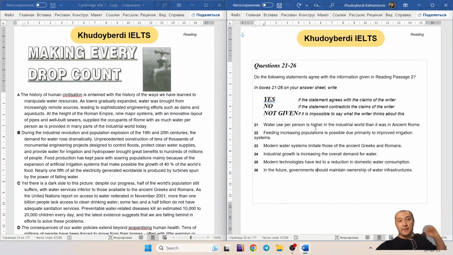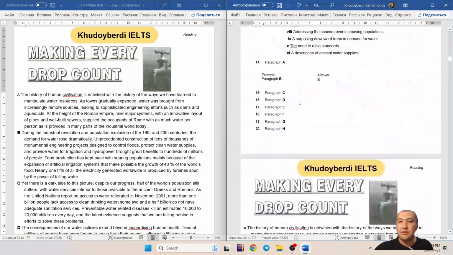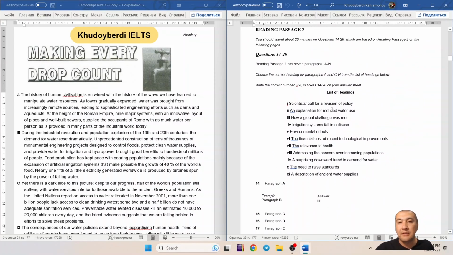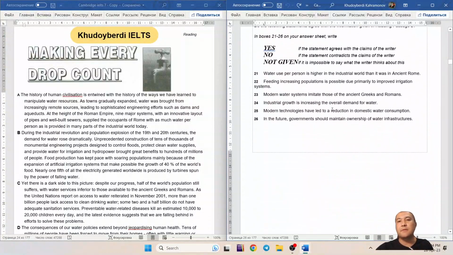So, hi guys. Today we are going to analyze the Cambridge IELTS 7. It's about test 1, passage 2, okay? The topic is about making every drop count. So, it has two types of questions here. The first one is, if you pay attention here, we have the question of list of headings, which means matching headings, and the next one is about yes, no, not given.